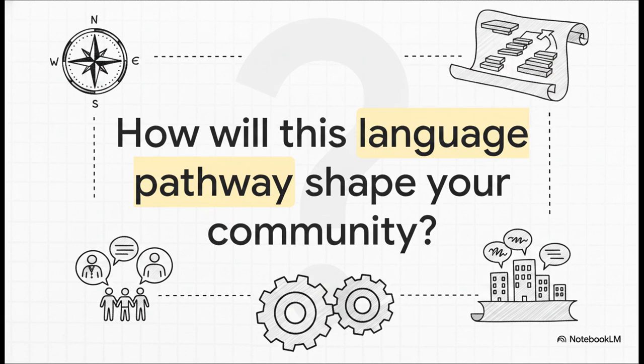As we wrap up this explainer, I want to leave you with one final big-picture thought. With the 5 C's acting as your compass guiding your learning methods and the HSK levels serving as your map to fluency, how will this language pathway shape your community connections? You've got the tools, you have the roadmap, and now, well, it's time to put it all into practice with your Lesson 7 mini project.